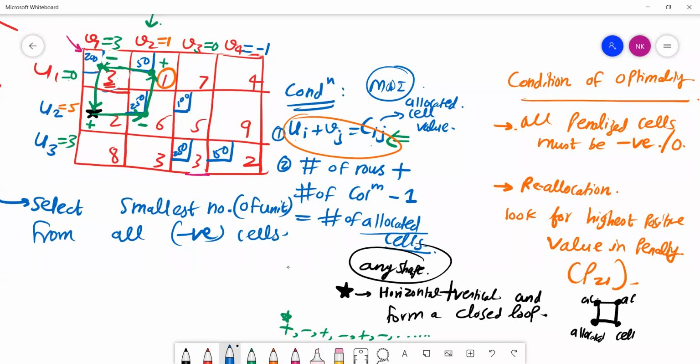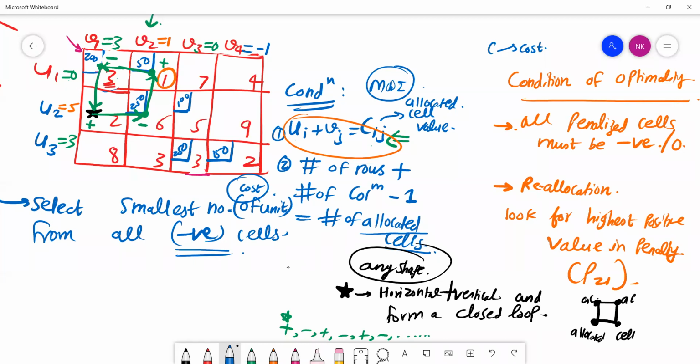It is basically of unit. It's not of the cost. The Cij, it's not the cost. C is for the cost. I am saying about the unit, that is the number of units that have been allocated. Smallest number of unit from all negative cells.